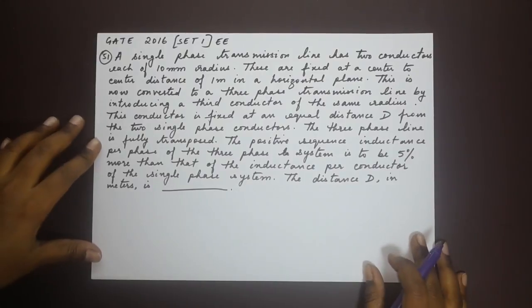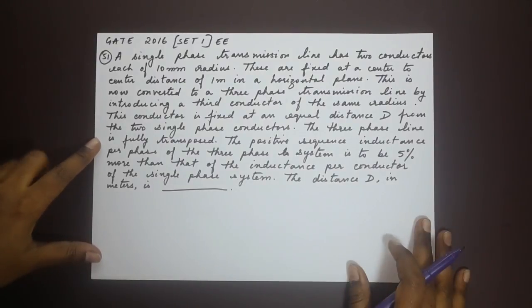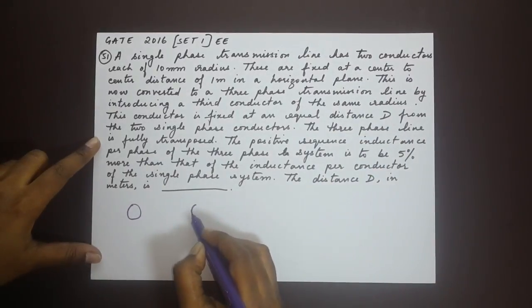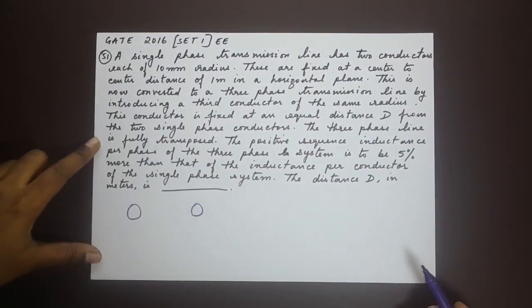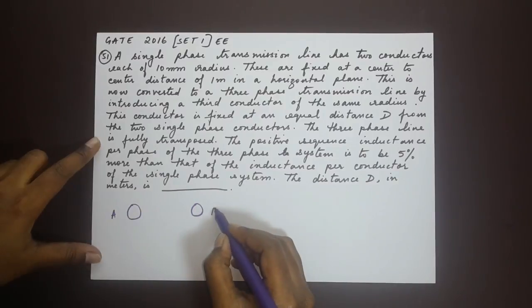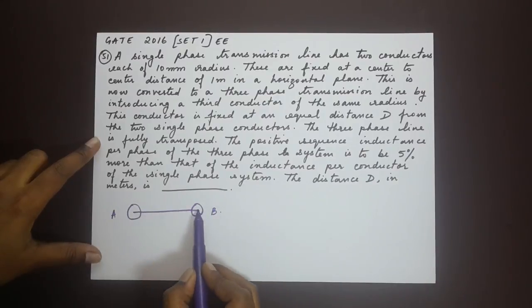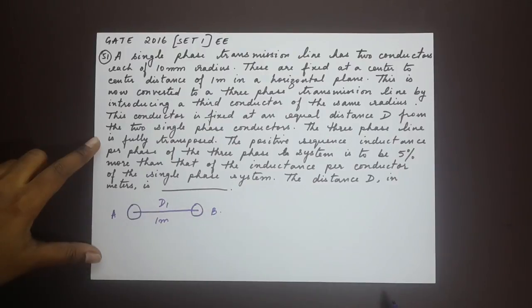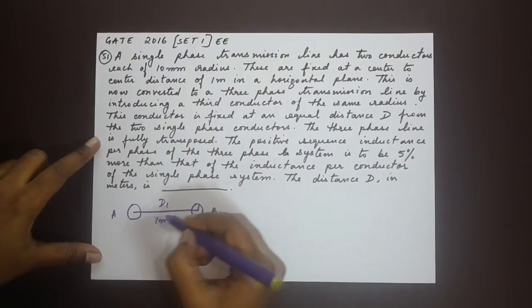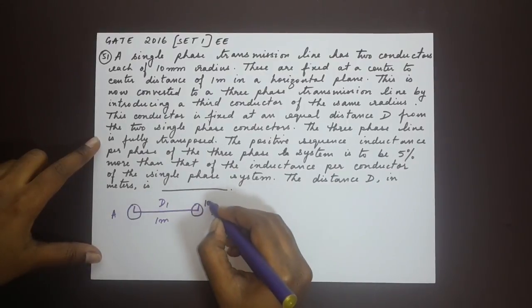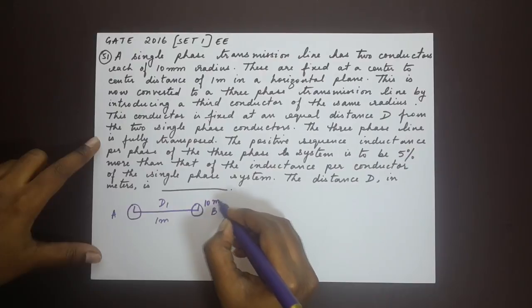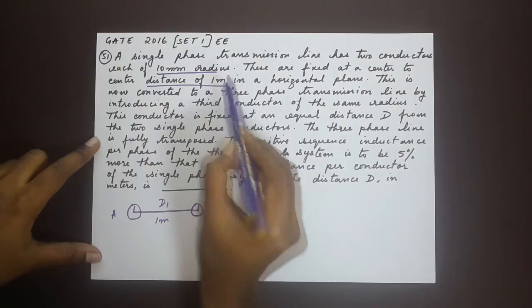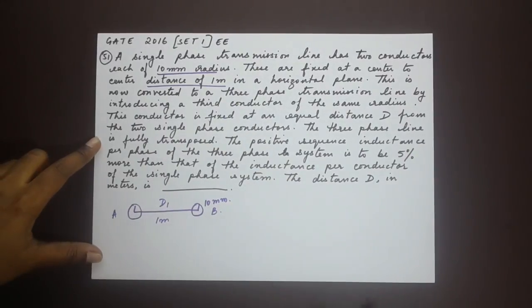Okay, so let's try to visualize how this turns out. A single-phase transmission line has two conductors. Let's call these two conductors A and B, and the distance between them center to center is 1 meter. Let's call the distance d1, and the radius of each of these two conductors is 10 mm. So, 10 mm radius, distance of 1 meter in the horizontal plane.